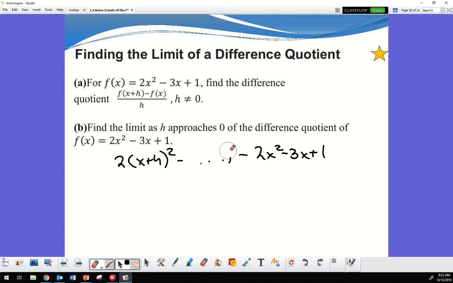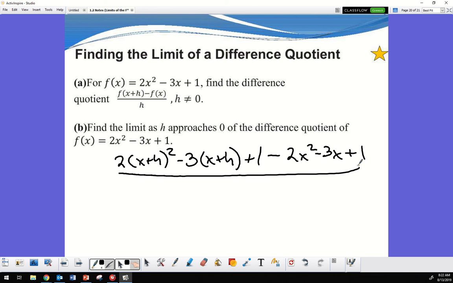All right. Plus 3x plus h plus 1 minus 2x squared minus 3x plus 1. And all that's going to be over h.